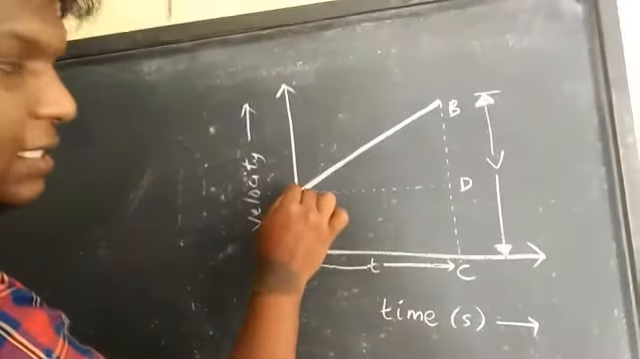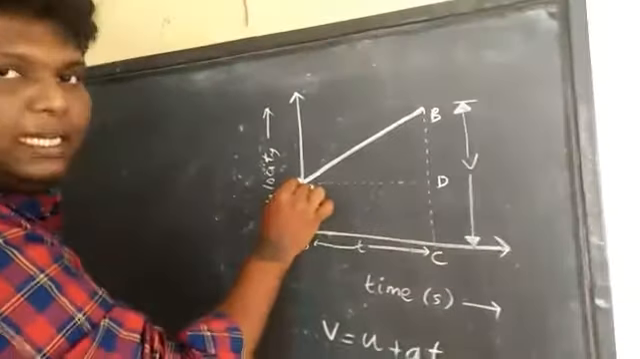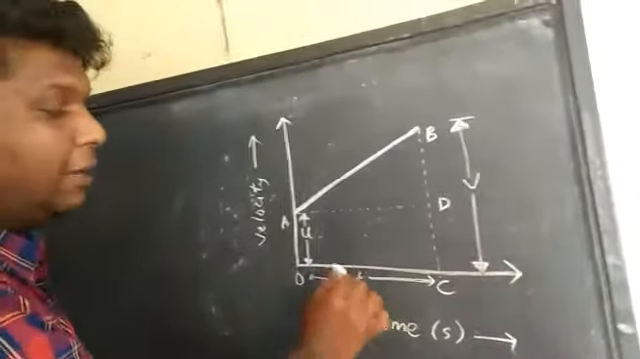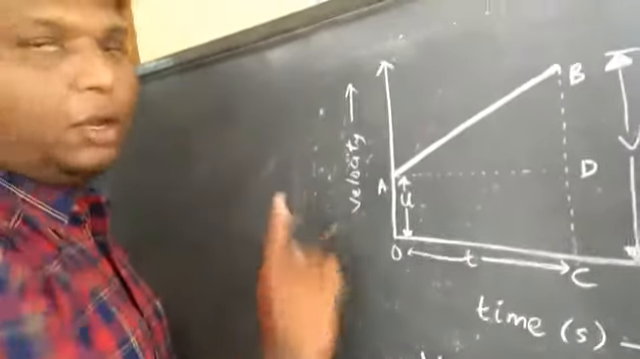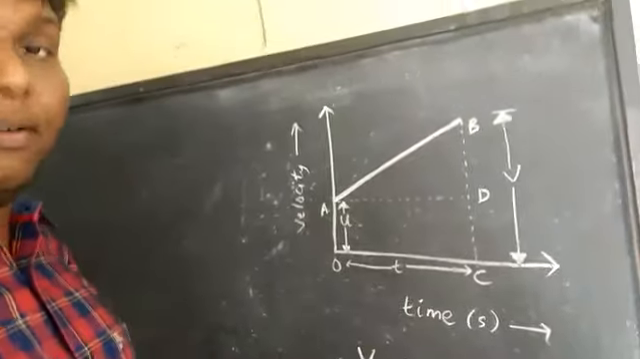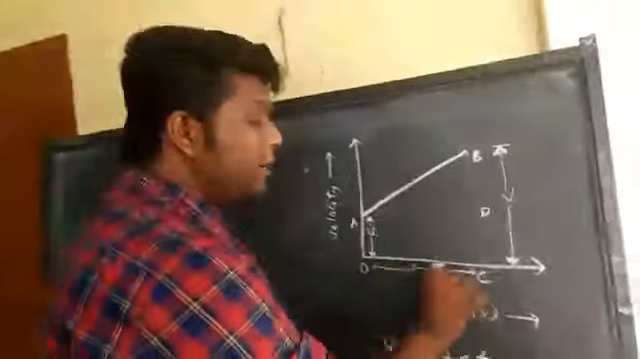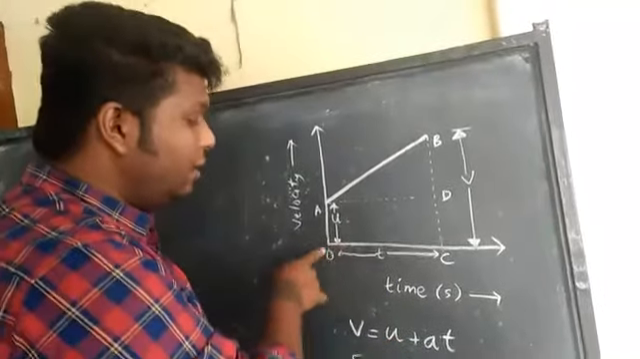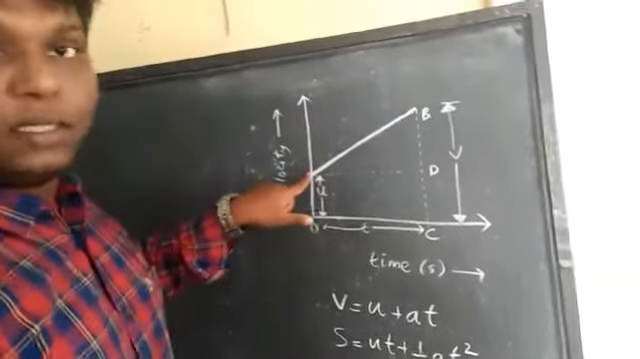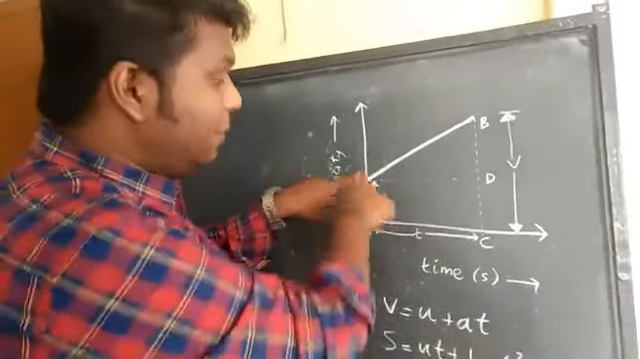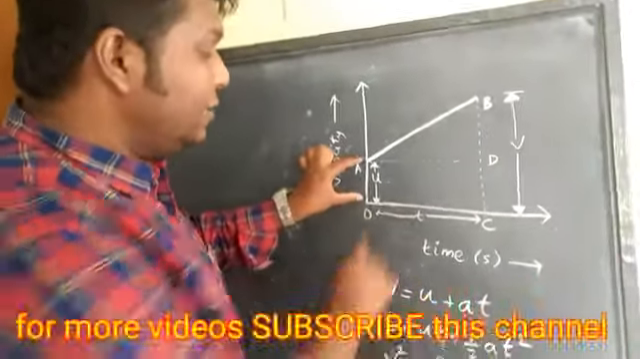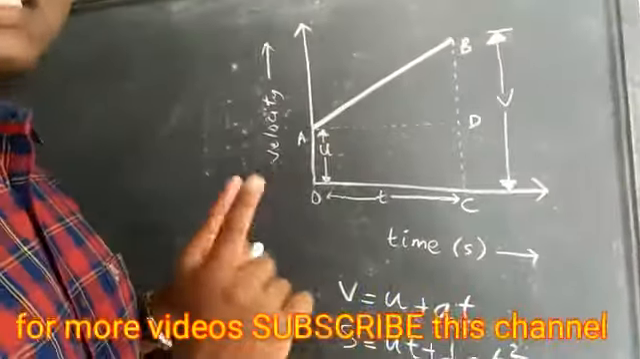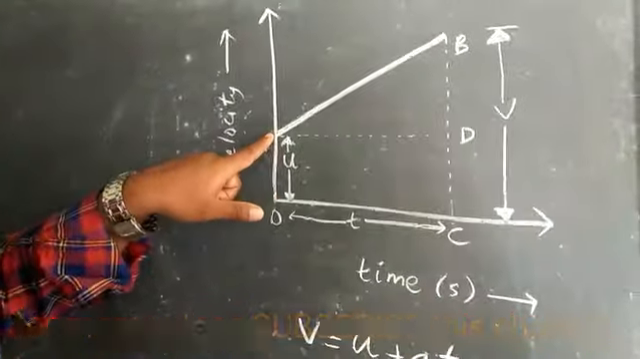And this point A is not at zero. When the time is zero, it still has a particular velocity. On this axis we write the time, and on this axis we represent the velocity. Normally, whenever we study physics, we represent time along the x-axis. So even when the time is zero, the velocity is not zero. From O to A, the distance is what we call u, the initial velocity.